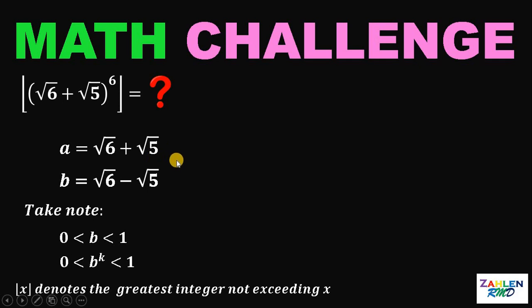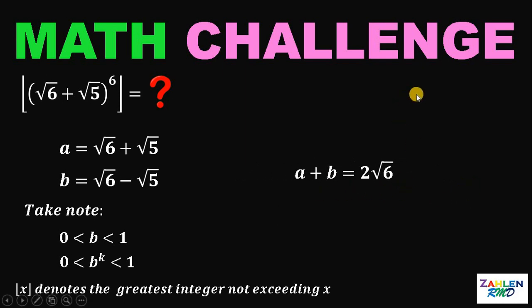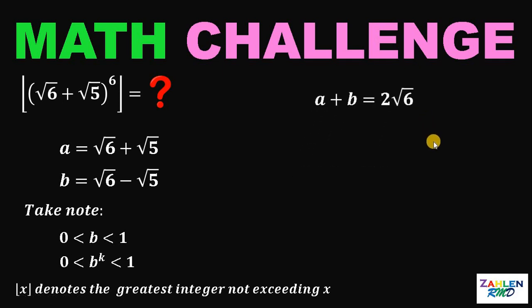First thing to do is to get these two equations. And then what we need to do is to add the value of a and b. Now notice that square root of 5 and negative square root of 5 cancel out, so the right hand side is just 2 times square root of 6. Now let's set aside this result.